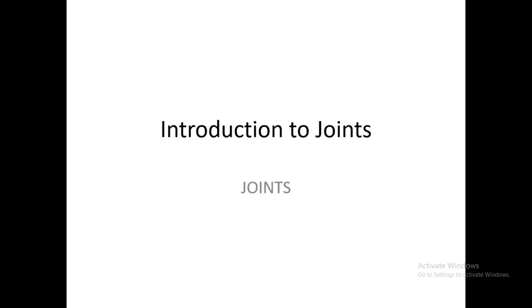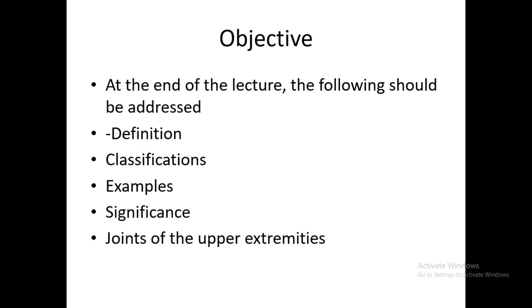So back on topic, today's topic we're going to look at joints, and the objectives of this lesson is that by the end of this lecture, the following should be addressed: definition of joints, classification of joints, examples, significance, joints of the upper extremities.